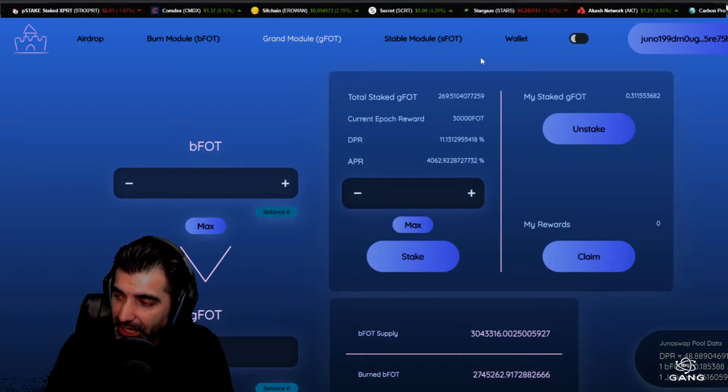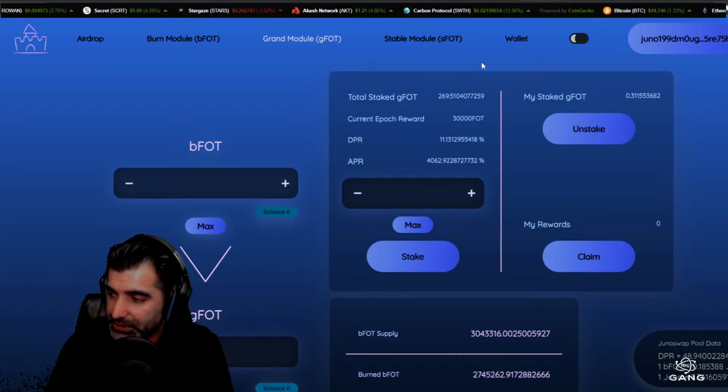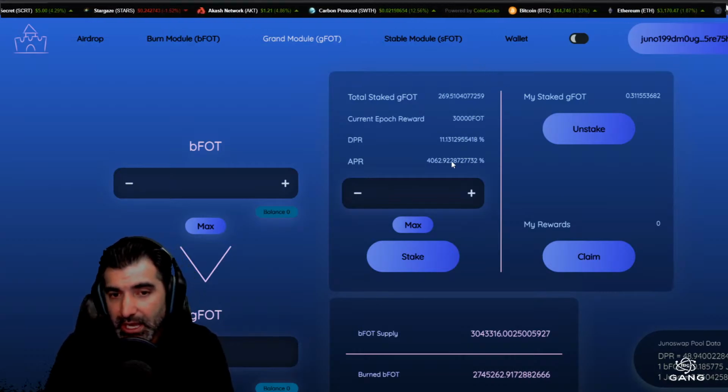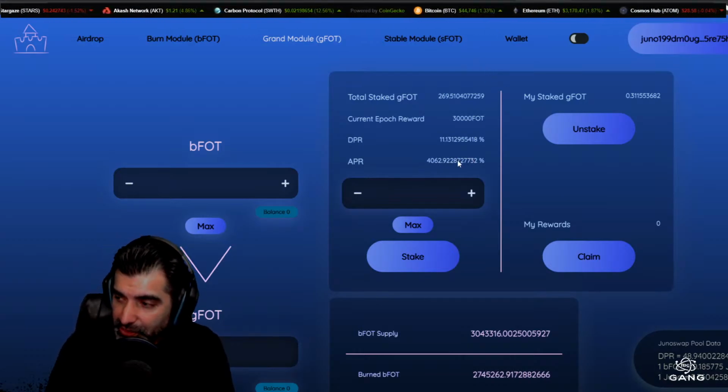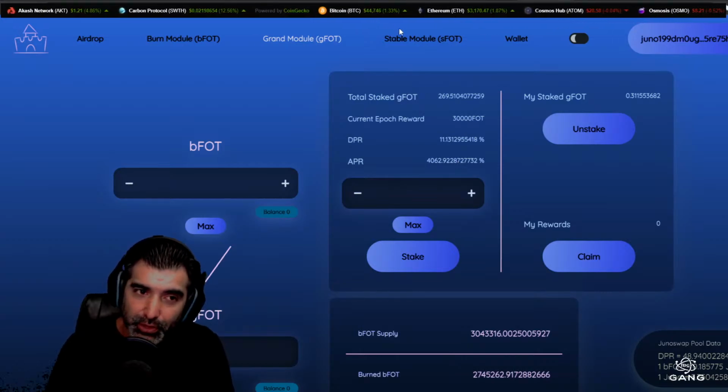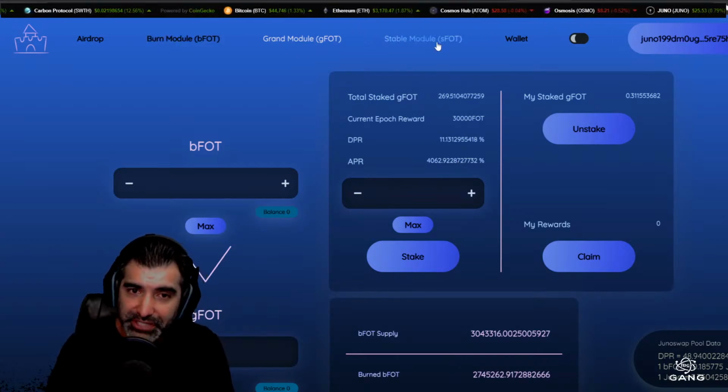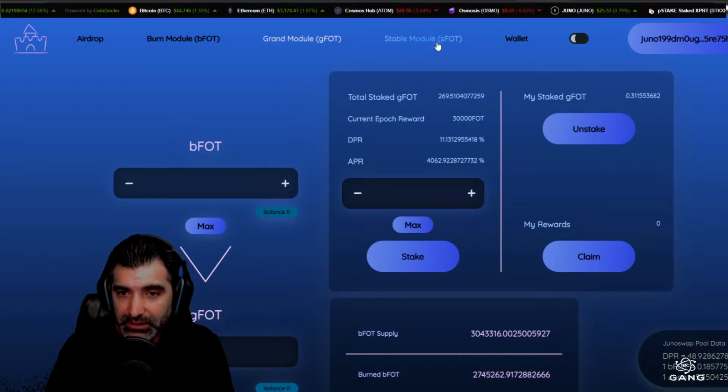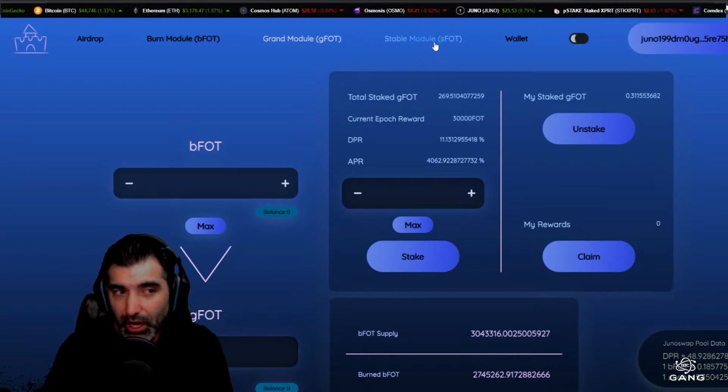Sentinel was jailed. I didn't know that. Maybe not 5%, but at least 3%. Ooh, interesting. And then the APR fluctuates as well. You can't get FOT without staking GFOT, on the platform at least.